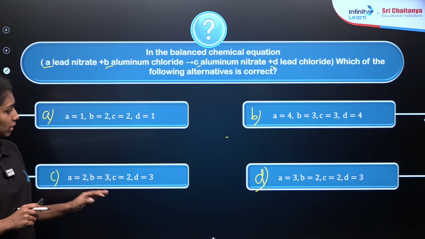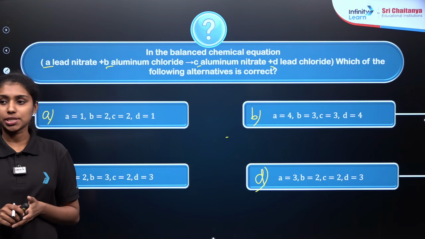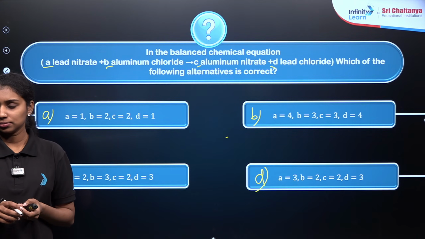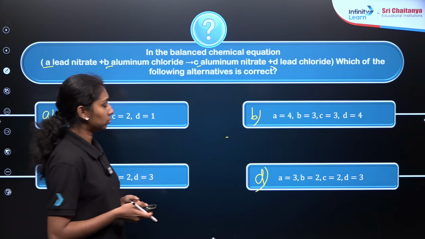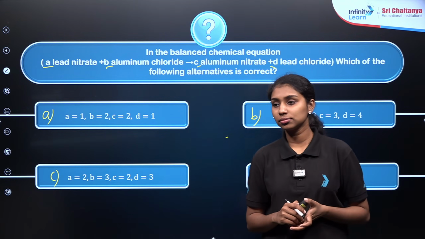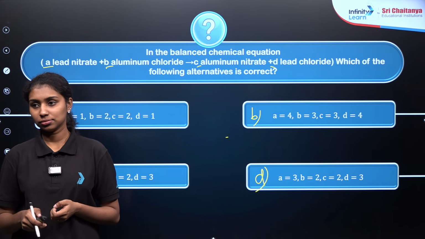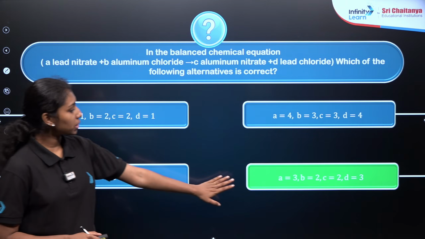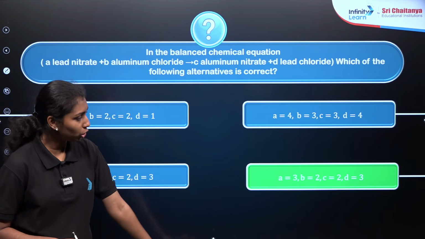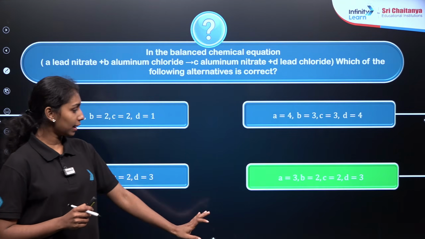So what will be the answer for this question? How can we balance the chemical equation? Here, how do we find the coefficients? Okay, did anyone get the answer as option D here? A is equal to 3, B is equal to 2, C is equal to 2 and D is equal to 3. Did anyone get the correct answer here?